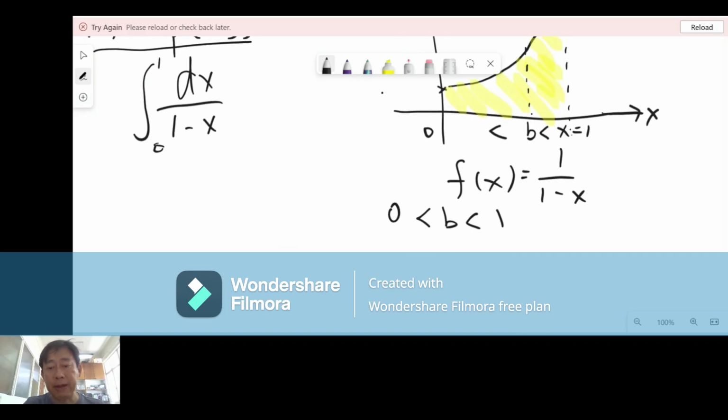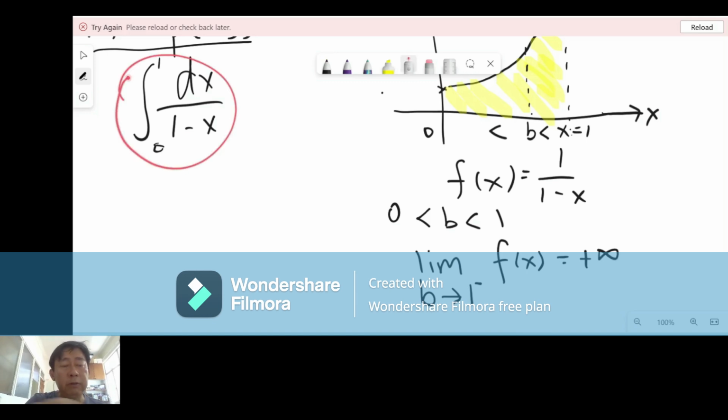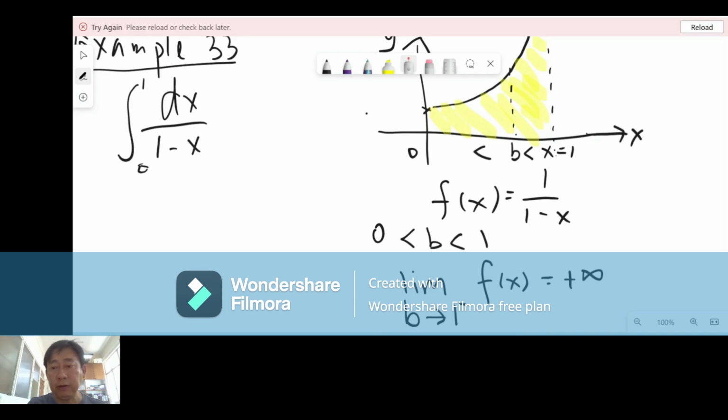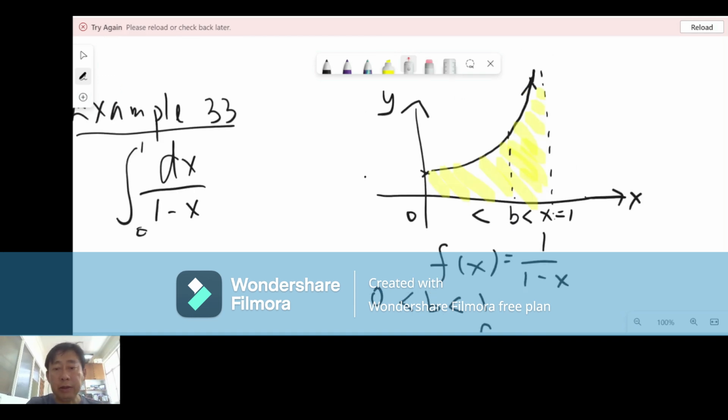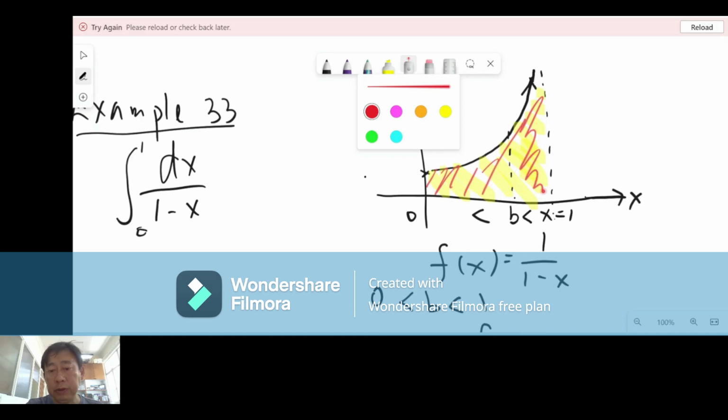In the language of mathematics, this is represented by saying the limit of f as b tends towards 1 from the left is positive infinity. This is an improper integral of the second type because the function encounters an infinity at one of the limits, which is x equals 1. The area under the curve being considered is bounded between 0 and 1, where the function tends towards infinity when x tends towards 1. Will the area represented by this improper integral be finite or infinite?